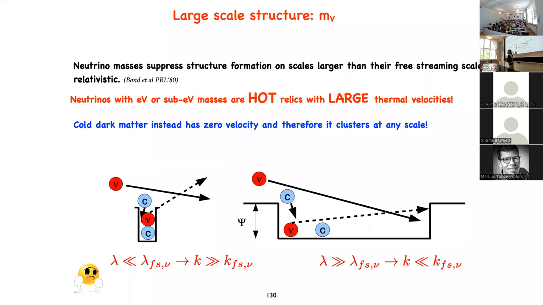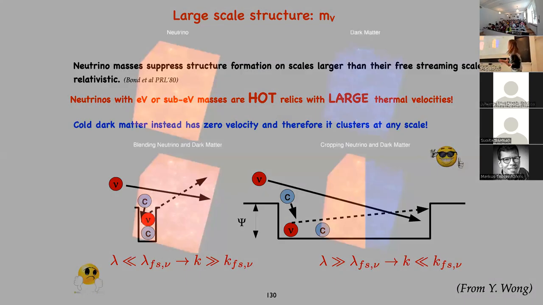They won't cluster. They won't fall into the gravitational potential wells. Colder matter is always there because it has zero velocities, okay? However, if the opposite happens, of course, neutrinos will continue to cluster, okay? Fine. So you will tell me, but what is this free streaming scale?